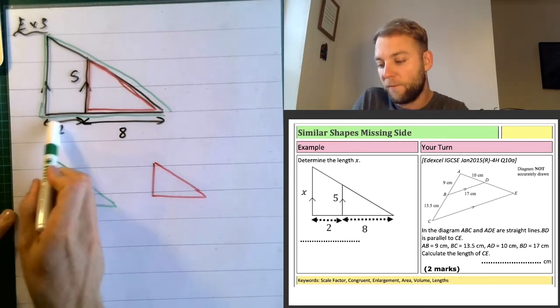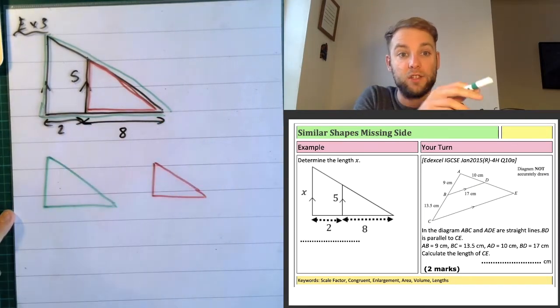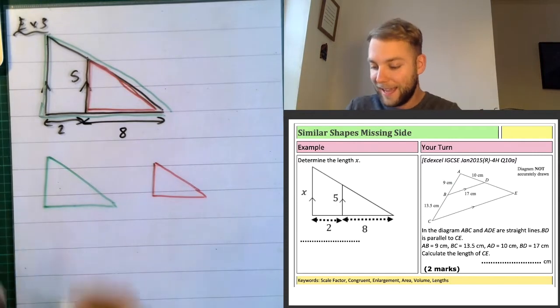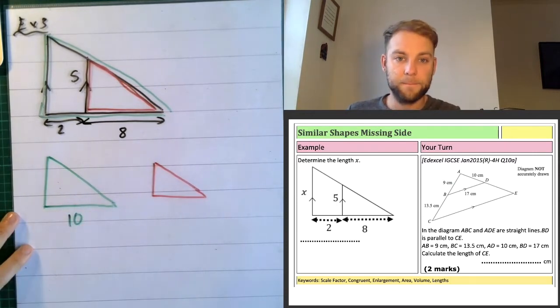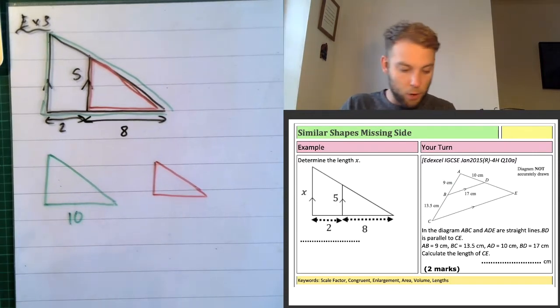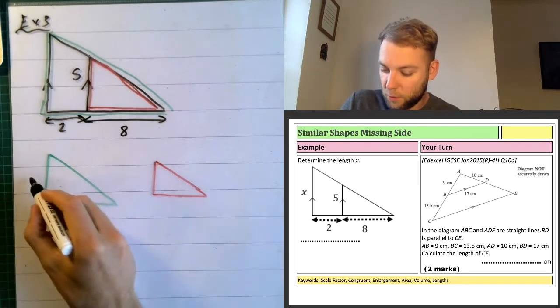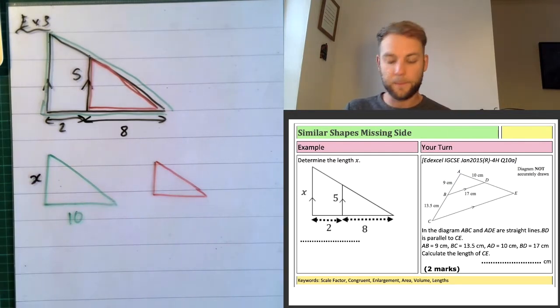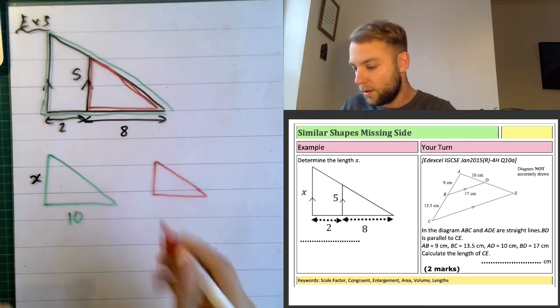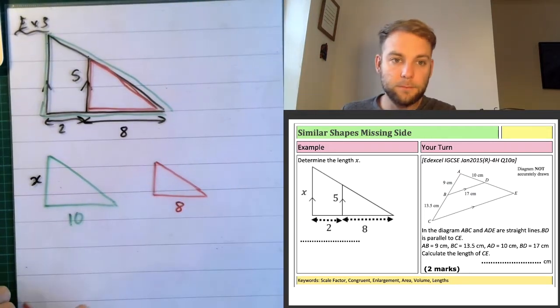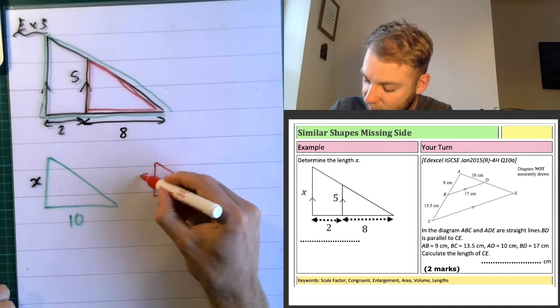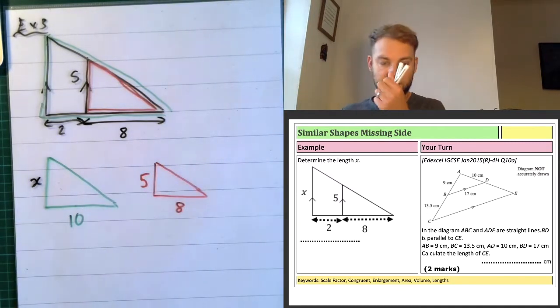Now notice that the full length of this here, between 2 and 8, is going to be 10 across, isn't it? Okay. I don't know the height, but I know that's what I'm trying to find. This is x in this case. Now with the red one, the width of this is 8. And the height of this one is 5 there, like so.